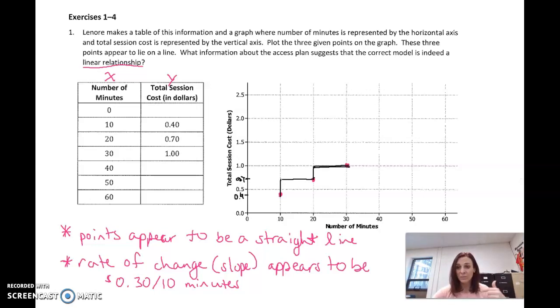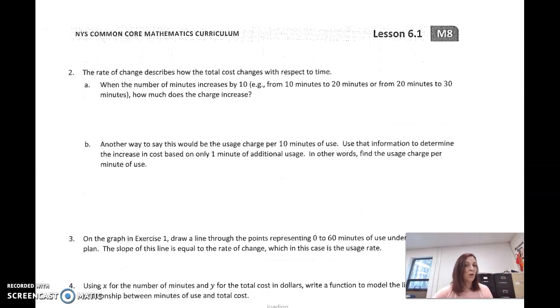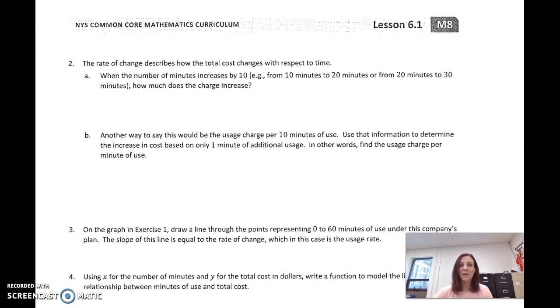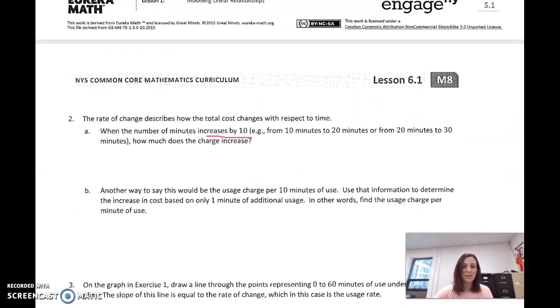All right, so we're going to keep scrolling back and forth here. The rate of change describes the total cost with respect to time. When the number of minutes increases by 10 minutes to 20 minutes, 20 minutes to 30 minutes, how much does the charge increase? Well, that's what we just did there, right? As we go over 10 minutes, it's going up 30 cents each time, okay? So we'll just say 30 cents. How much does the charge increase? 30 cents. And I'm just going to add here per 10 minutes.